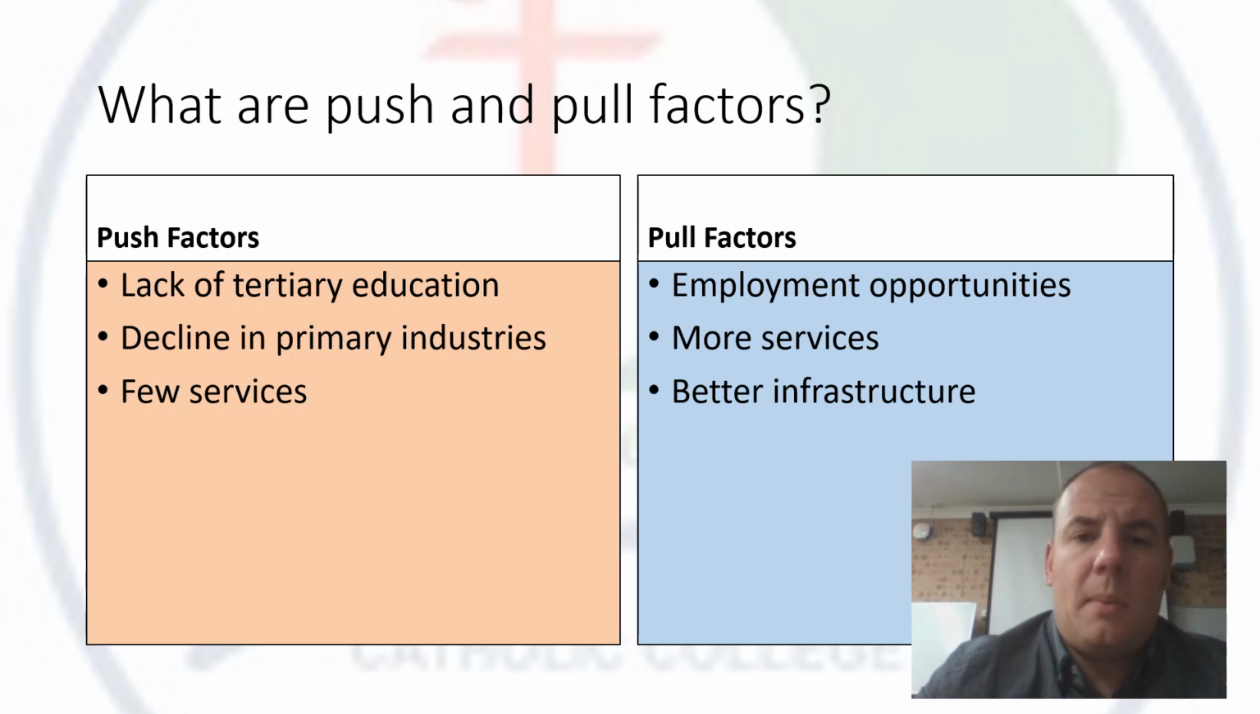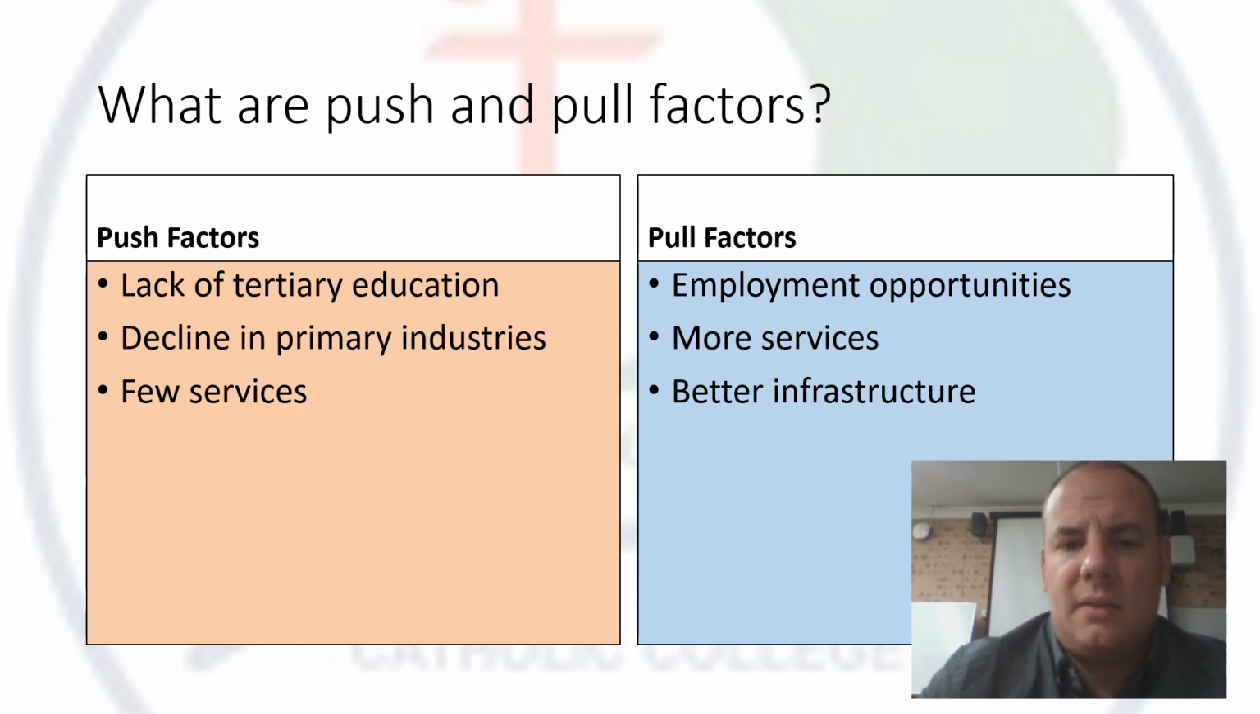There's a decline in primary industries such as farming, fishing, mining, that type of thing. So people leave the area. And then there's few services, so people have to travel longer distances to go and see a doctor, for example. They're all factors that make people want to leave. There's not just three, there's hundreds of different reasons, but we categorise those as push factors.